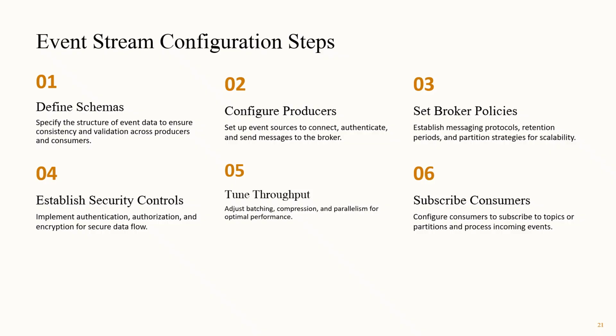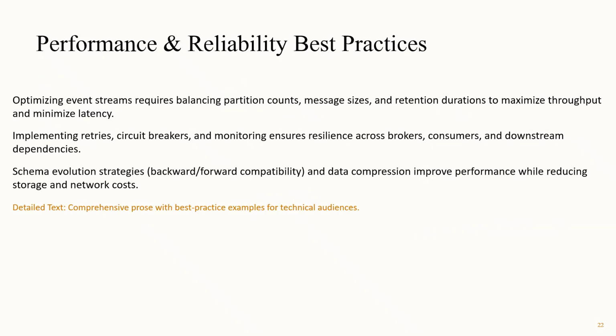So setting up event streams involves configuring the producers to send the events, brokers to handle the messaging protocols and retention policies, and consumers to subscribe to relevant topics or partitions. The key steps include defining the schemas, setting the security controls, and tuning throughput parameters for the optimal flow.